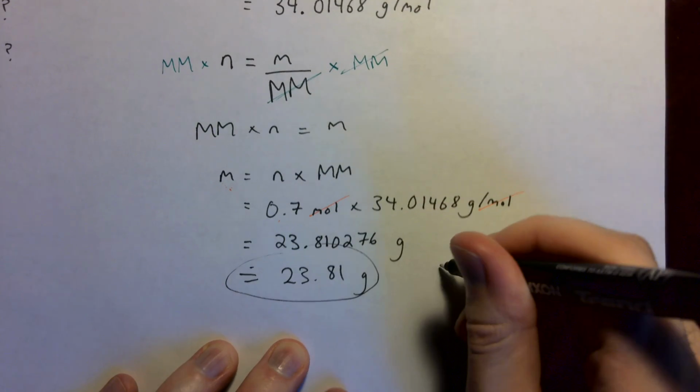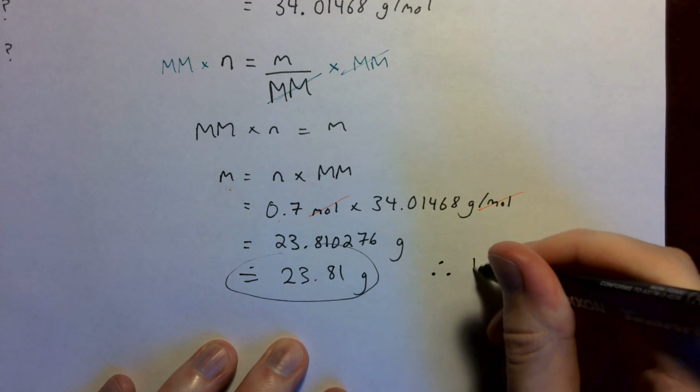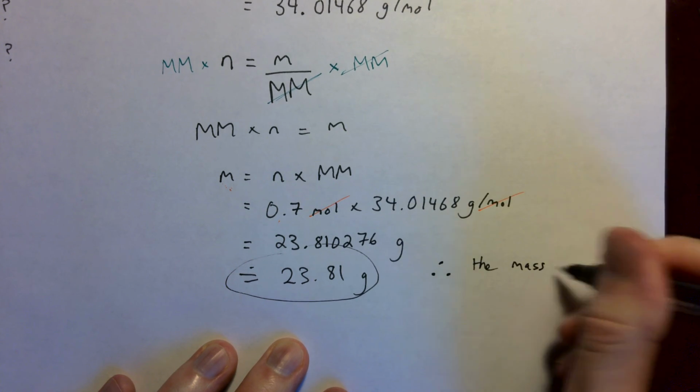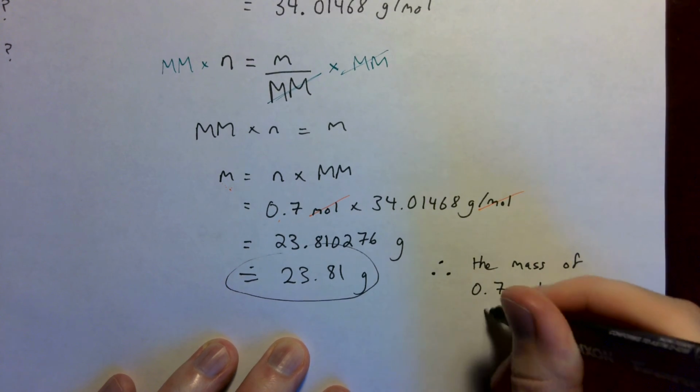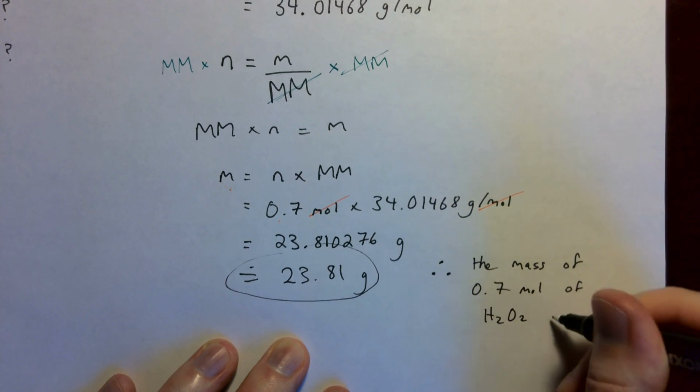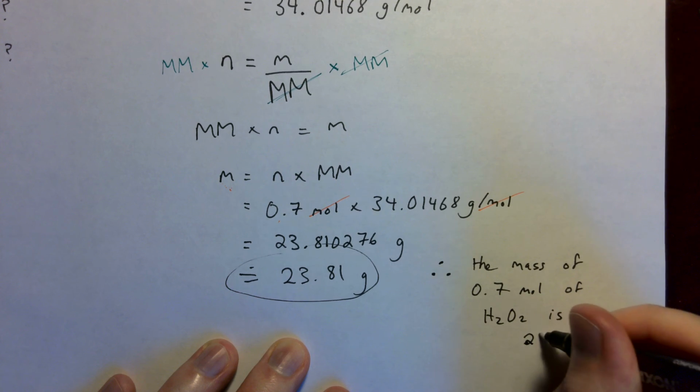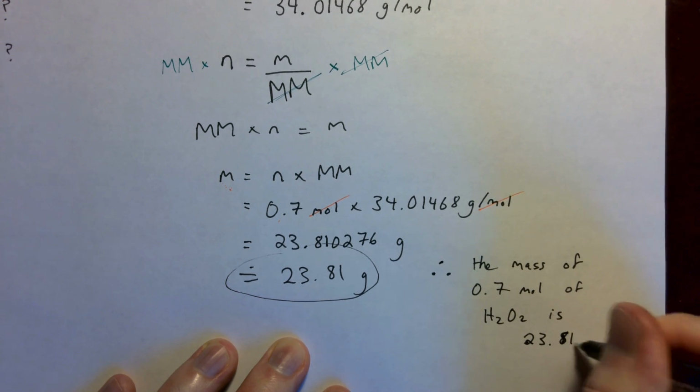So again, our final answer there. Therefore, the mass of 0.7 moles of H2O2 is 23.81 grams.